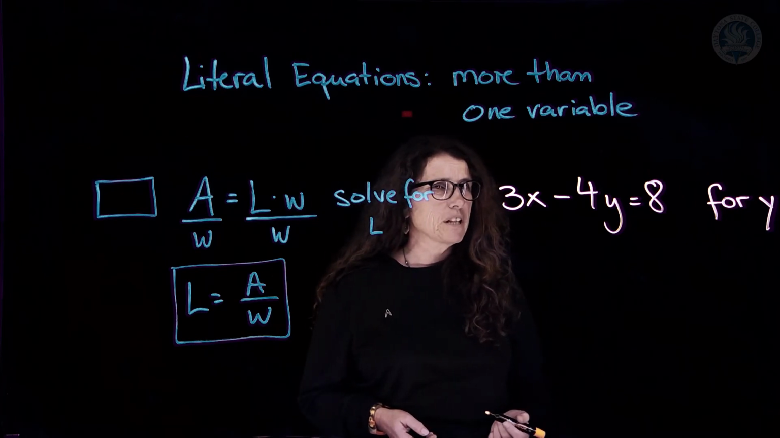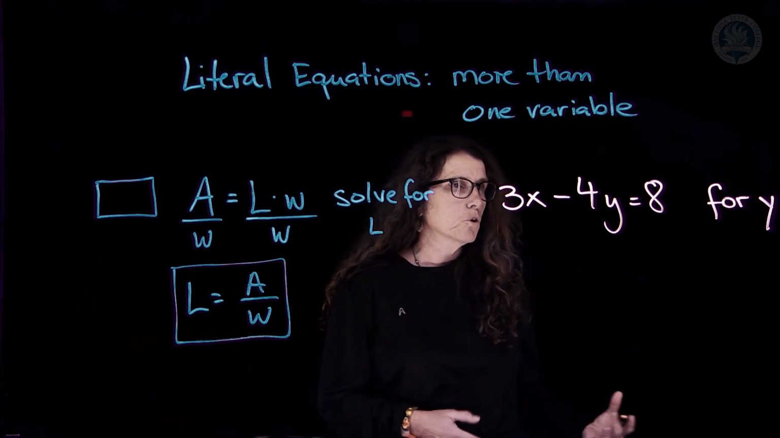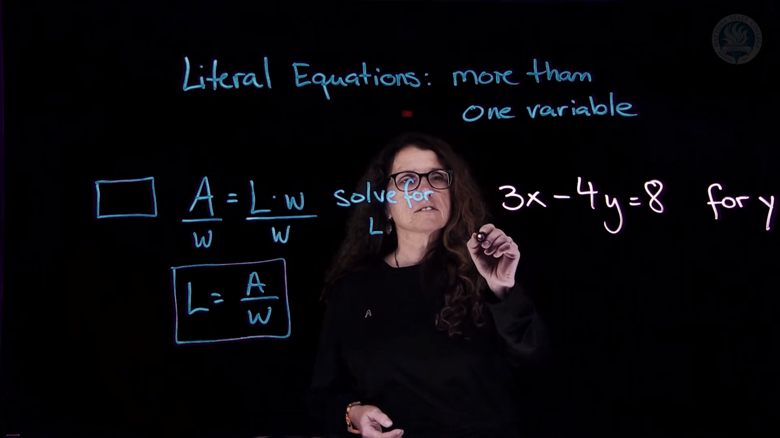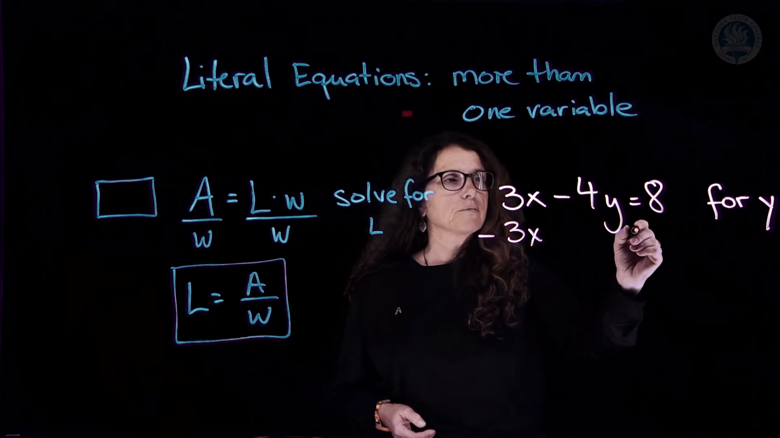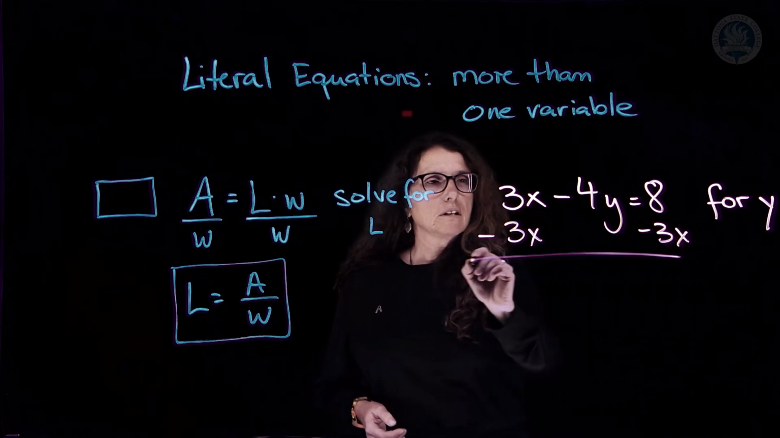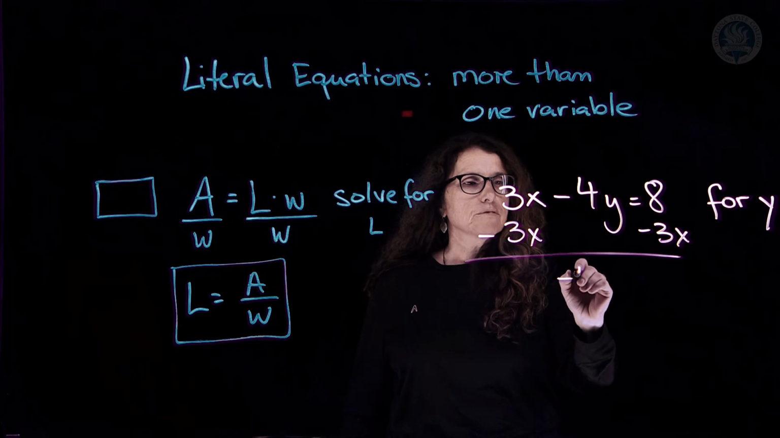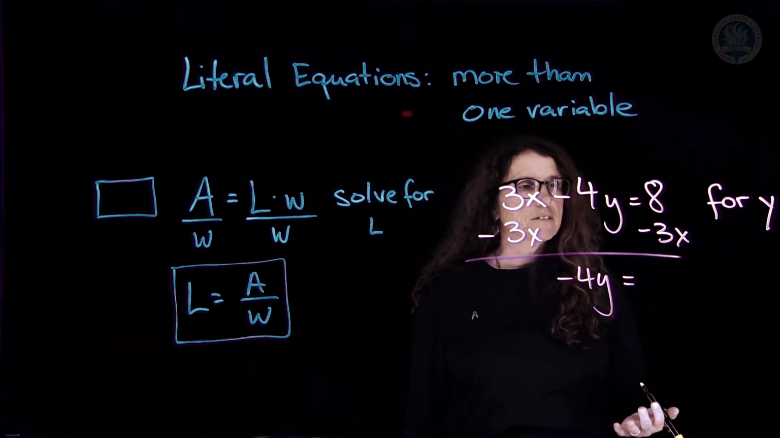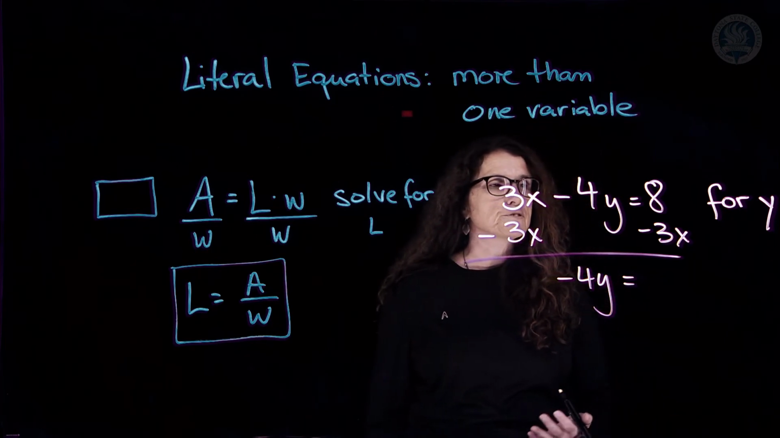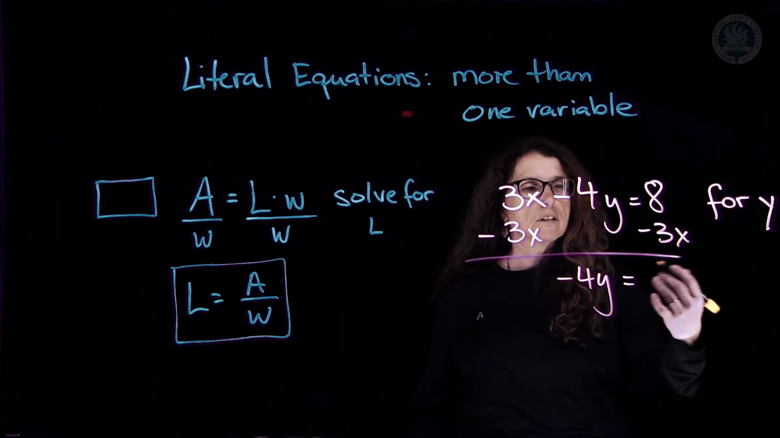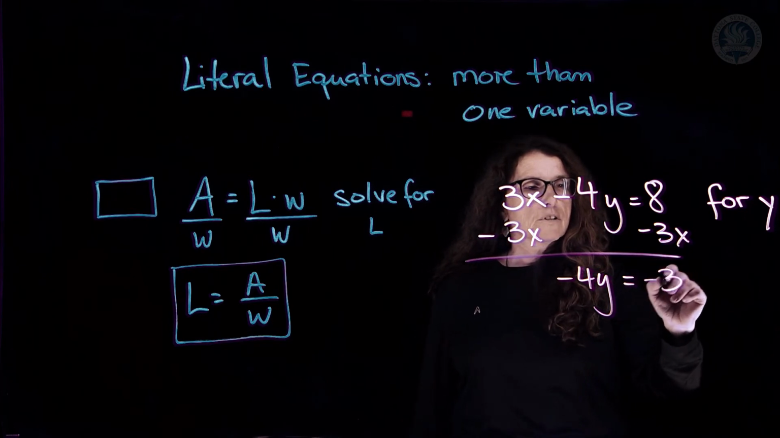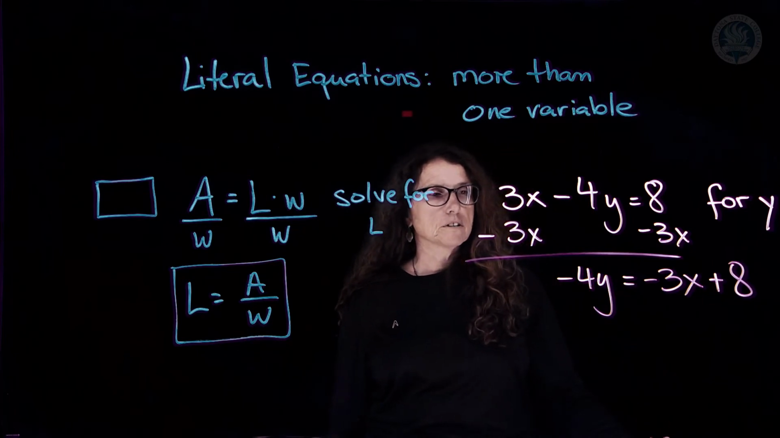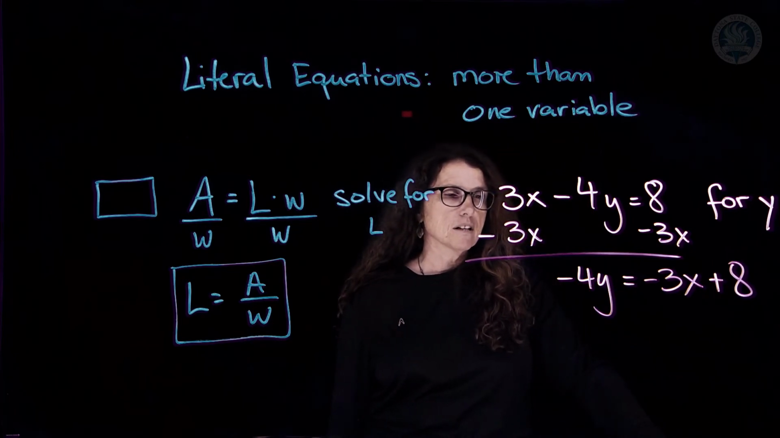That means the 3x has to go to the other side of the equal sign. We have positive 3x. To bring it to the other side, we're subtracting. That leaves me on the left-hand side with negative 4y. And on the right-hand side, please write the x term first. That way you get used to y equals mx plus b in the next chapter, which is negative 3x plus 8.